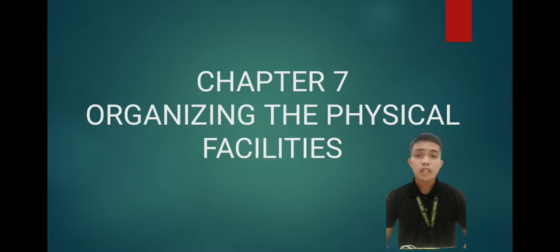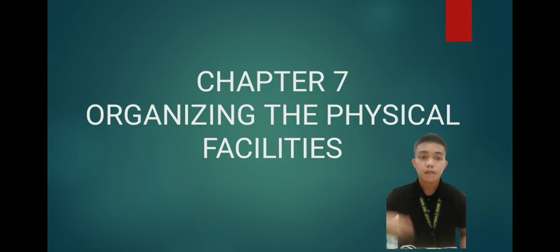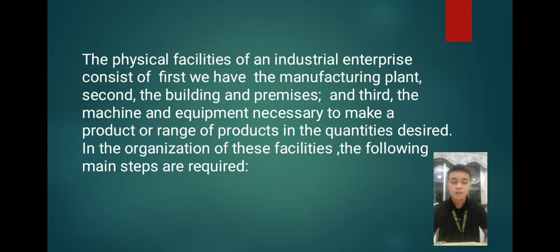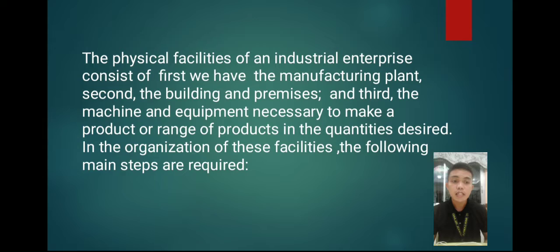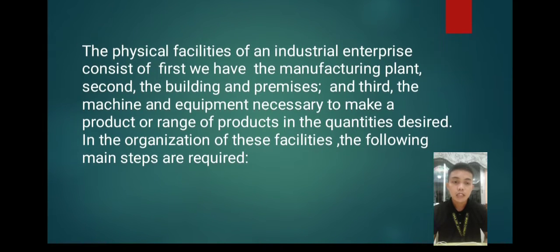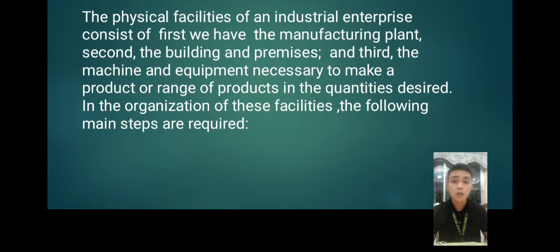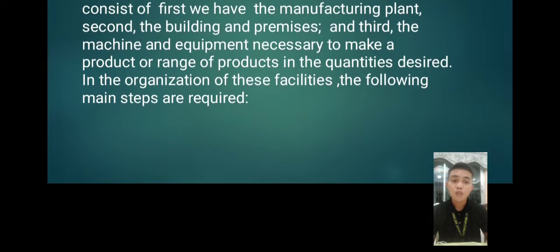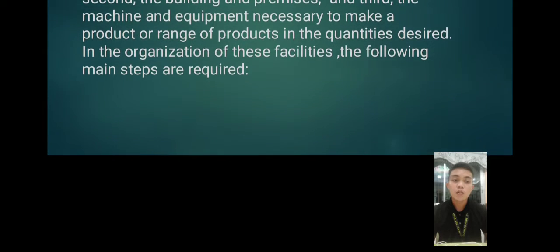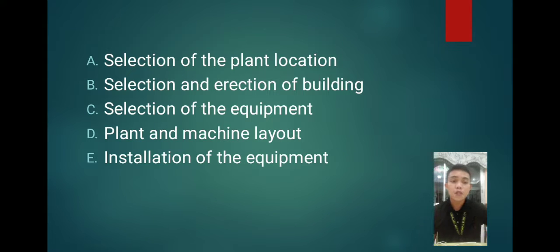So, today we discuss chapter 7, which is organizing the physical facilities. The physical facility of an industrial enterprise consists of, first, the manufacturing plant; second, the building or premises; and third, the machines or equipment necessary to make a product or range of products and the quantities to decide. The organization of these facilities requires the following steps.